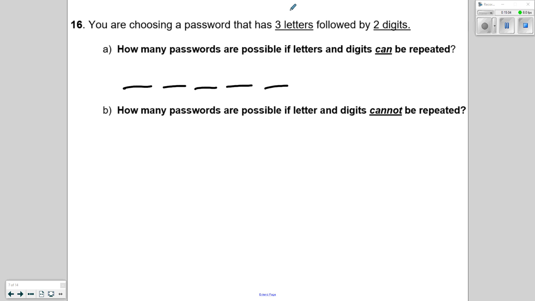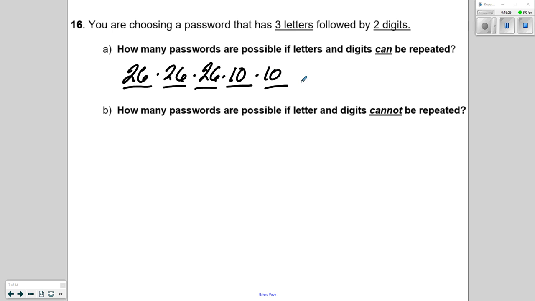Right, so for this, we just have to figure out, okay, how many letters are there in the alphabet? There's 26. Right, if we pick T, we can pick T again. So in the second spot of the password, we've got another 26 options. In the third spot, we've got another 26. Okay, it's followed by 2 digits. So we have 10 digits to choose from. Well, let's say we choose 5, we can choose it again.